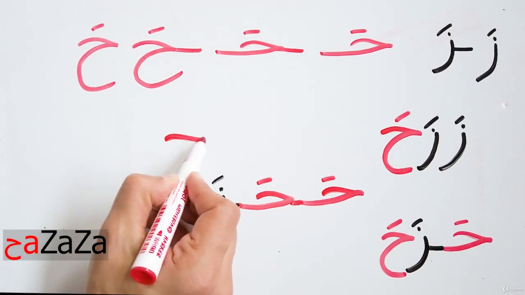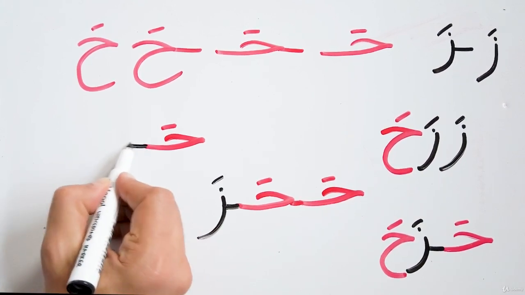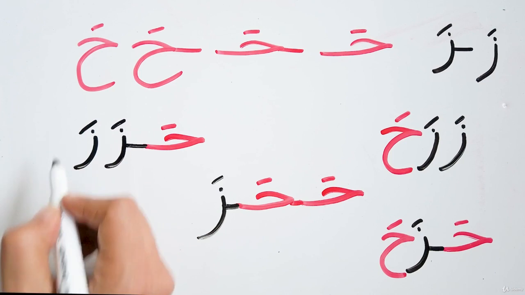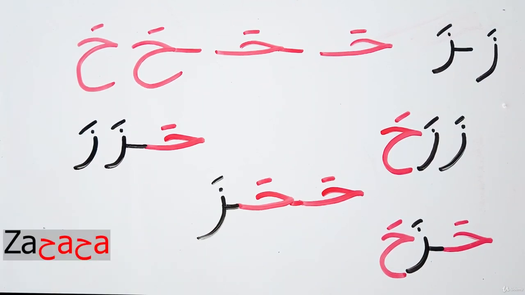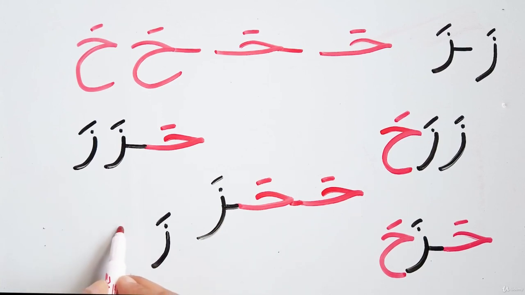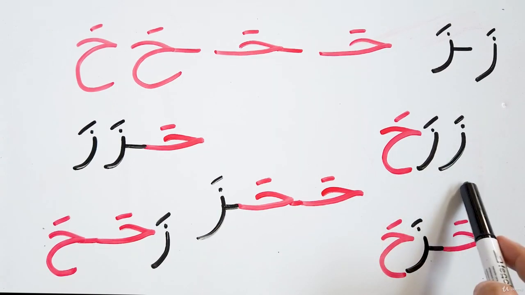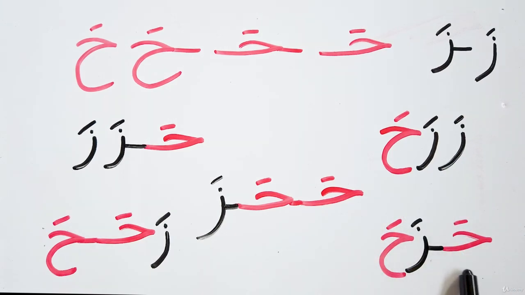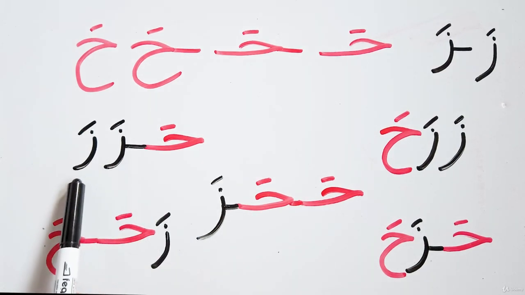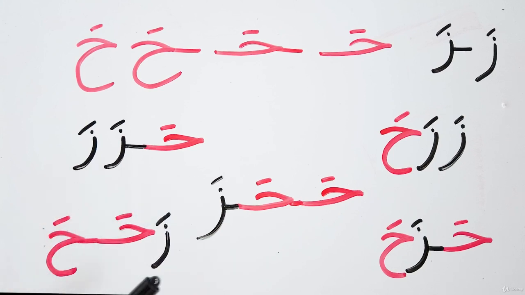The last one is Z, ha, ha, Z, ha, ha. So let's read. The first word is Z, Z, ha. Then ha, Z, ha. Then ha, ha, Z. Then ha, Z, Z. And the last one, Z, ha, ha.